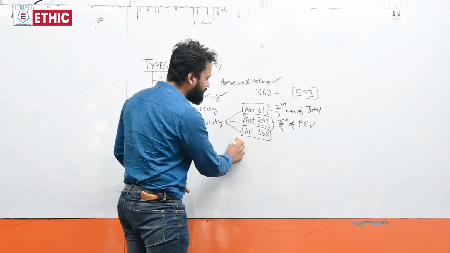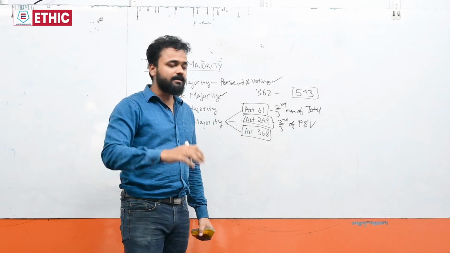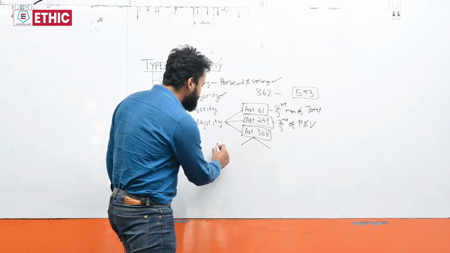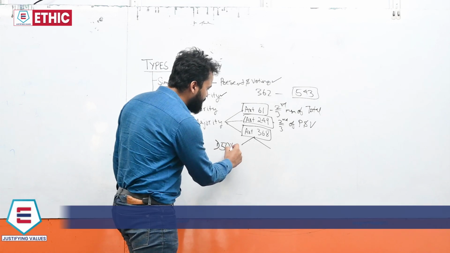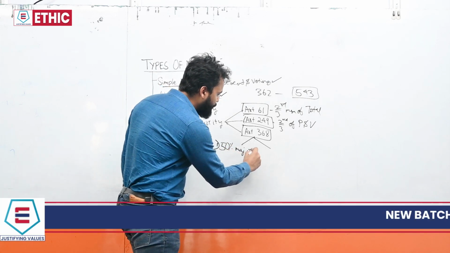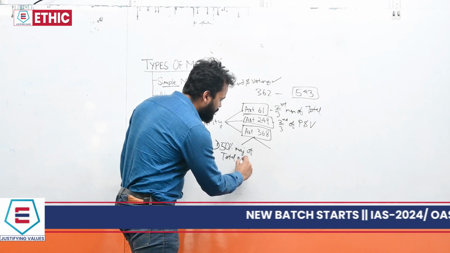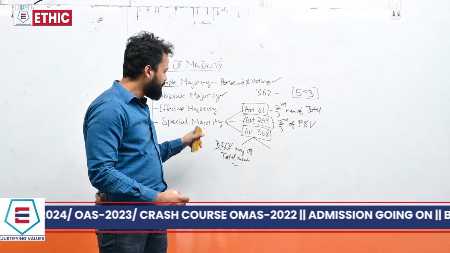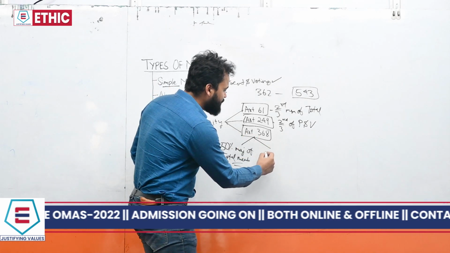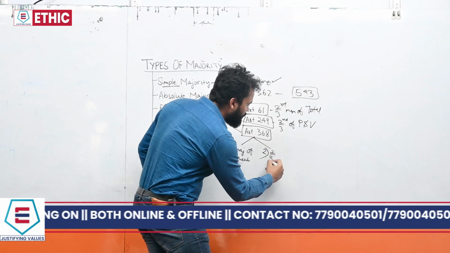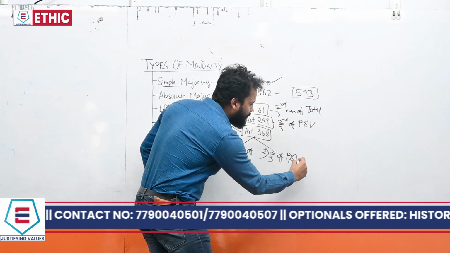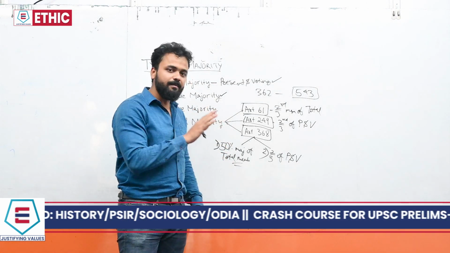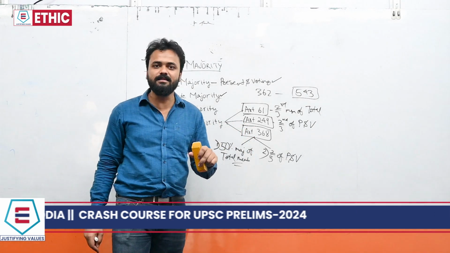For any bill to be passed under Article 368, you need two conditions to be fulfilled. First is 50% majority of total membership. So if you remember, this is the absolute majority. Okay, this is the first condition. Second condition is 2/3 of present and voting. Only when both of these conditions get fulfilled, you will be able to amend the constitution under Article 368.